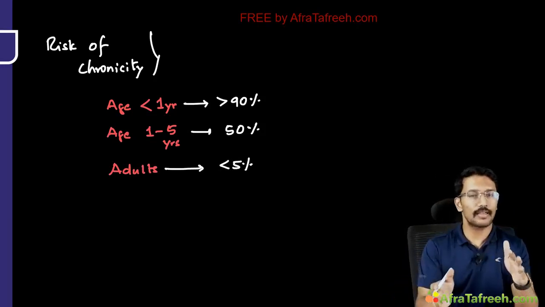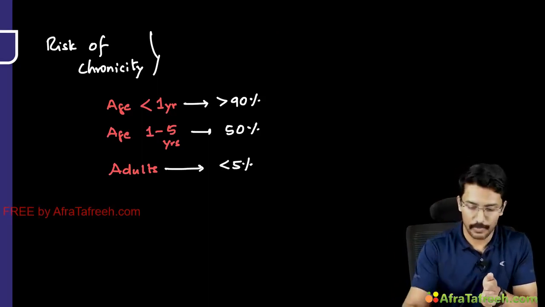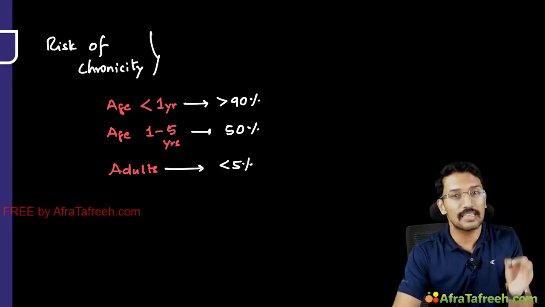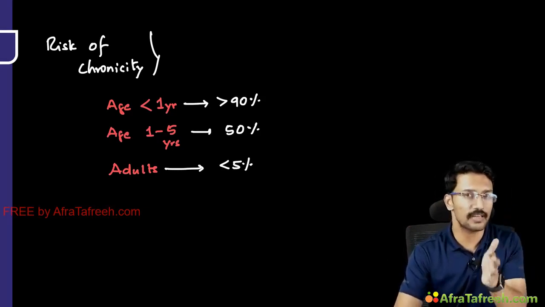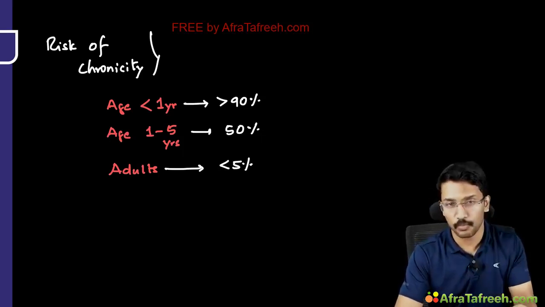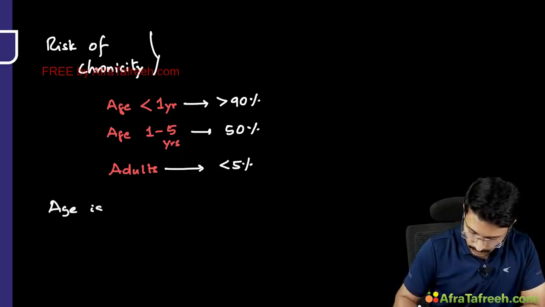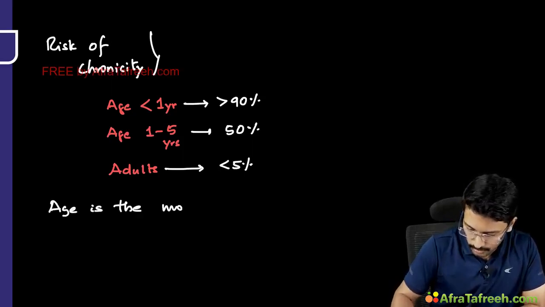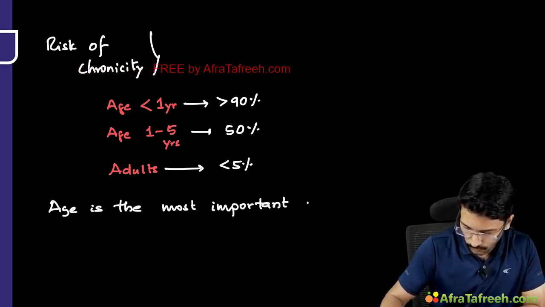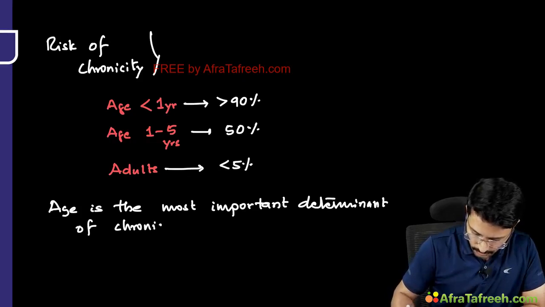So we can clearly see that the chronicity risk is a function of the age, right? It is dependent on the age. So if there's an MCQ asking you the single most important determinant of chronicity risk of hepatitis B, it is not the exposure load, it is not the route of exposure, no, it is the age, right? So age is the most important determinant of chronicity risk after HBV exposure. Clear?